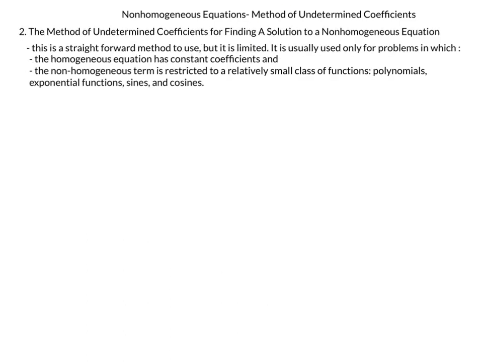The main advantage of the method of undetermined coefficients is that it's a very straightforward method to use. The main disadvantage is it's limited. It's usually only for problems in which, one, the homogeneous equation has constant coefficients, so this is something you want to realize, that it's for constant coefficients, and second, that the non-homogeneous term, that is the g of t, is restricted to a relatively small class of functions, that is polynomials, exponential functions, sines, and cosines.